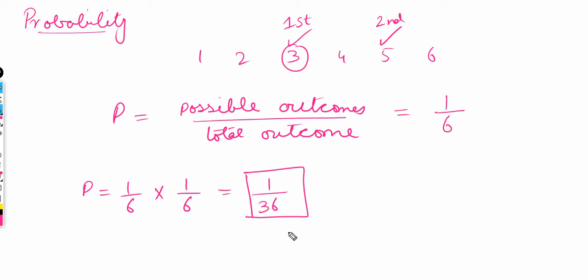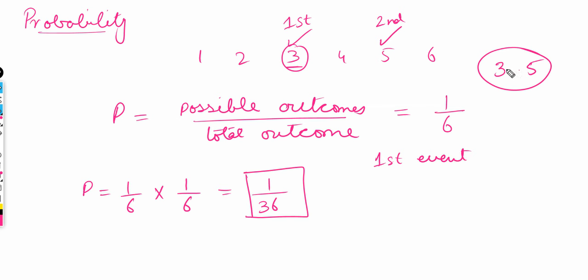Alright, now let's discuss another scenario. Now we want, when we roll the dice 2 times, that 3 and 5 should come. The order does not matter. Maybe 3 should come the first time or 5 should come the first time, it doesn't matter. But we want the numbers 3 and 5 on the dice. Okay, so let's work out the probability for the first try.